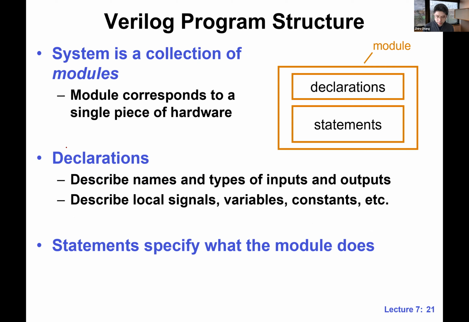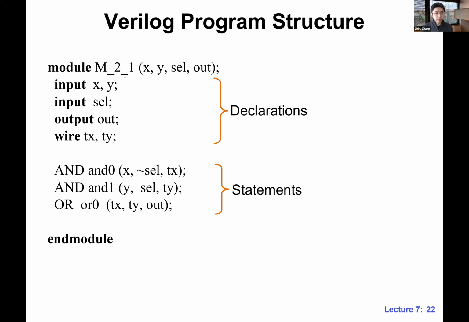Usually we have a collection of so-called modules in Verilog. Each module contains some declarations and some statements, just like a software programming language. But in this case, each module actually corresponds to some piece of hardware when we generate the circuit. So what exactly is in the module? Here's an example.